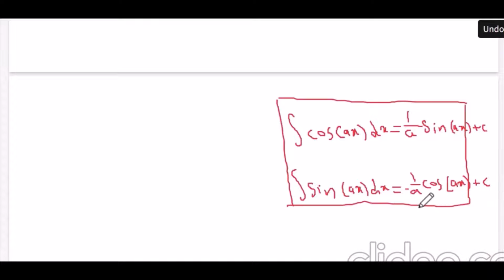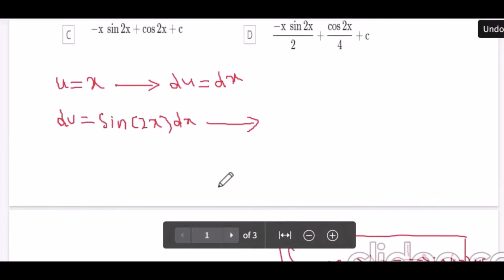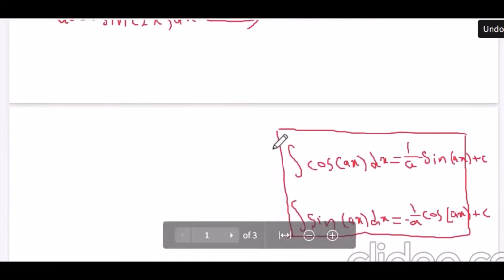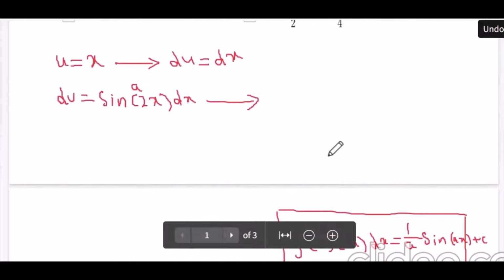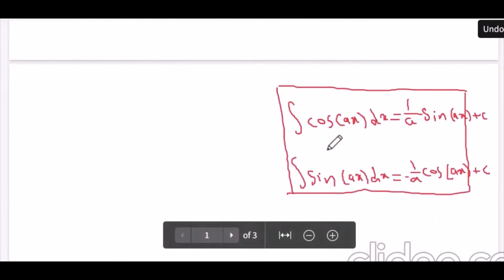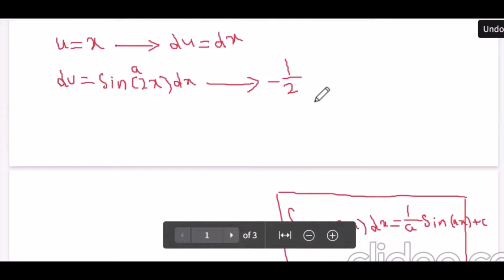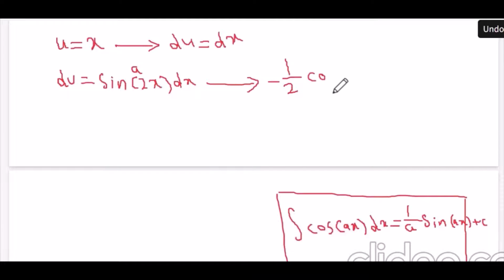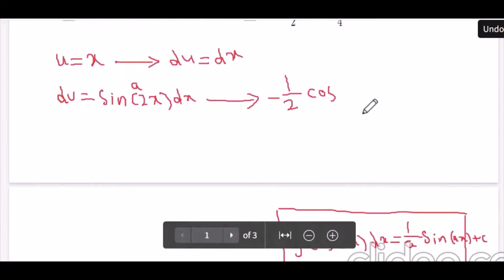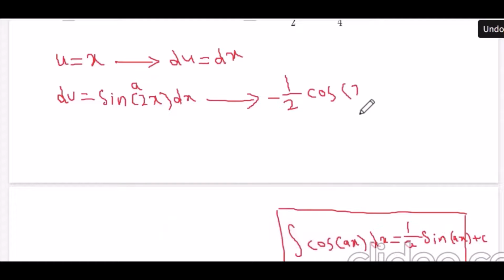So minus 1 over a. 2 here is a. So I'm going to apply it. So minus 1 over 2. Then it says cosine, so cosine ax, where a is 2, so 2x plus c.